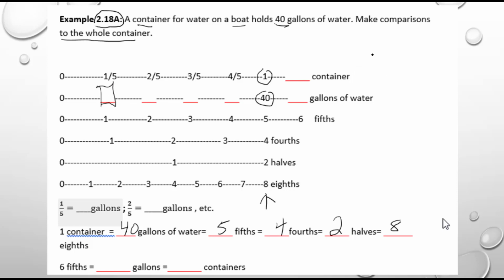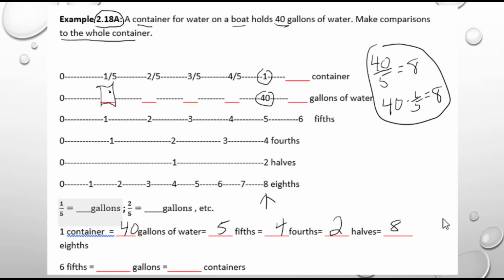And we do that by either taking 40 and dividing it by 5, and we get 8. Or we can take 40 and multiply it by 1 fifth, which is an equivalent operation, and we get 8. So 1 fifth is 8, 2 fifths is double that, which is 16. 3 fifths is triple this, or add another 8, 24. And finally 32. So 1 fifth is 8 gallons, and 2 fifths is 16 gallons, etc.